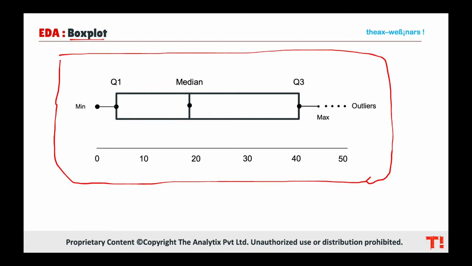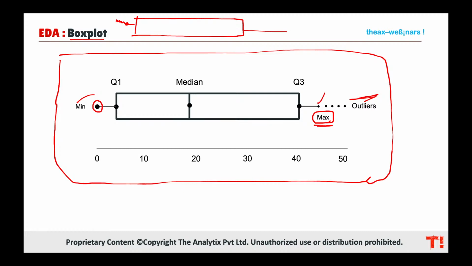So let's say this point is your maximum point. On the left-hand side what you get is your minimum point of one particular column, whatever the bivariate or univariate analysis you are going through. This side is the minimum value of that particular column, and the next one is the maximum value of that particular column. The rest of these dots which are not in the range of the values are called outliers.